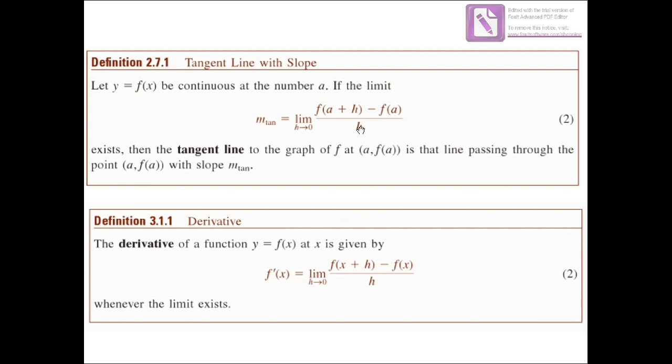So it is the same definition, but the difference is that here we take it at the point (a, f of a), and for this one we take it in the general way, which is at the point (x, f of x). So the m tangent and the derivative are the same; the m tangent we take at a specific point, which is (a, f of a), whereas the derivative we take at the general point, which is (x, f of x).